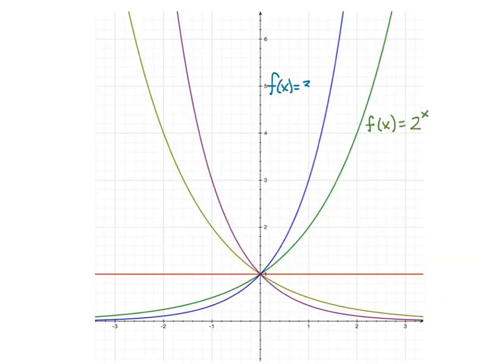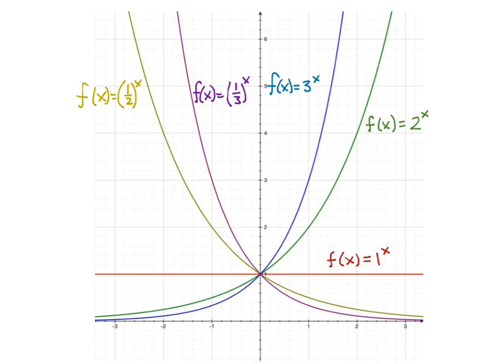Okay, so let's look at exponential functions in general. I drew some graphs here of several exponential functions. If we start at the one in red at the bottom, f of x equals 1 to the x. Well, no matter what x is, including 0, it's always 1. So this is just a straight horizontal line. Now, if we have something like 2 to the x, we get this curve that increases, and it gets more and more steep as we go along.